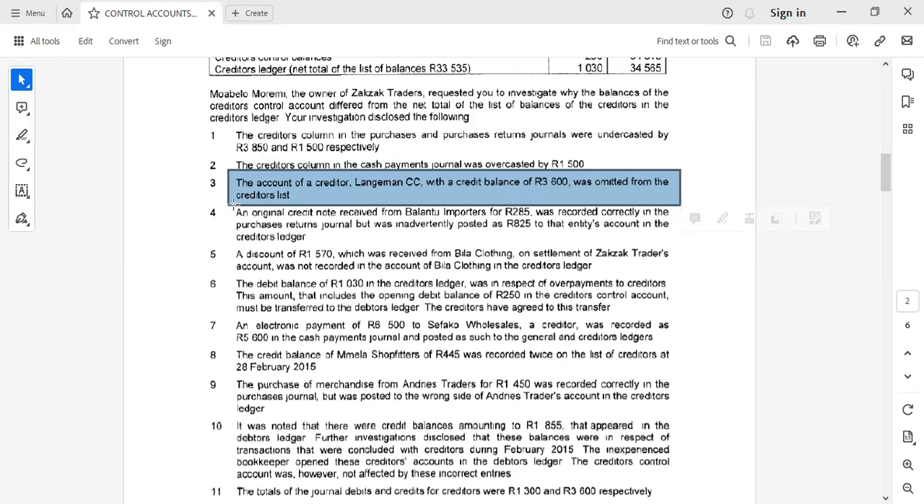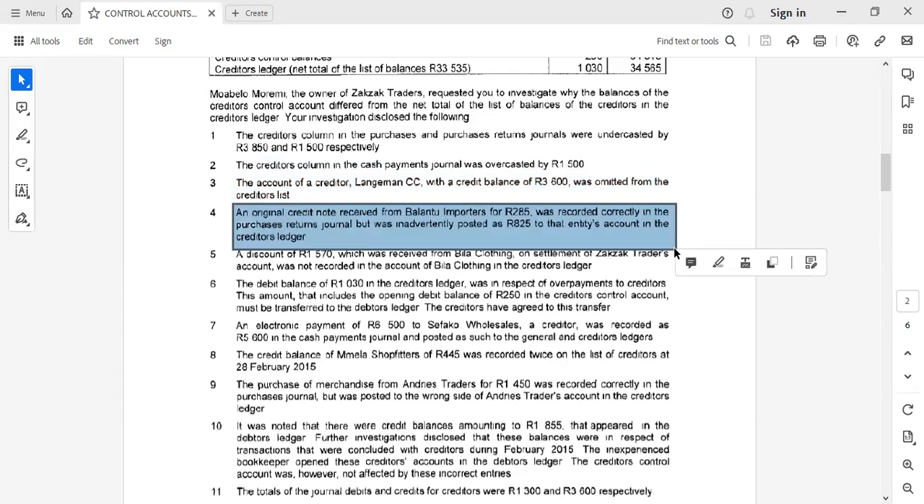Right. Then an original credit note received from Balantu importers for 285 was recorded correctly in the purchases returns journal, but was inadvertently posted at 825 to that entity's account in the creditors ledger. This is an error in the individual account of Balantu. It doesn't affect the control account. Remember, the control account is not about individuals, it's all the creditors in one.